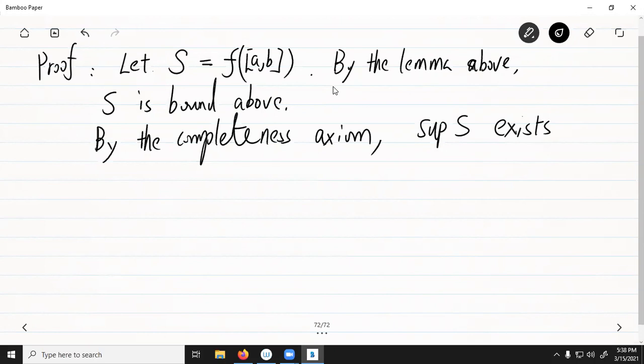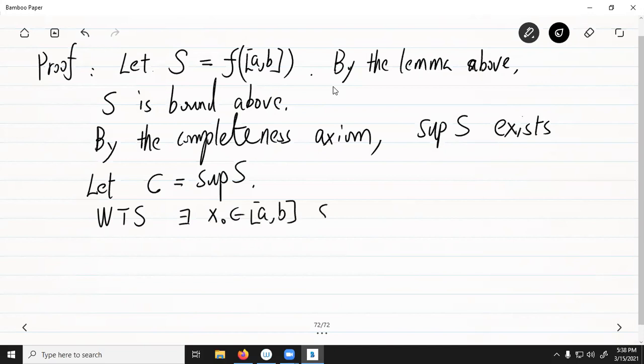Okay, the supremum exists. So now let's let C be our supremum, the supremum of this S. The next thing we want to show is that C is also in S. That means we want to show that there exists some X0 inside this [A, B] such that F of X0 is equal to C. If we can show that, then this supremum C must be the maximum, right?